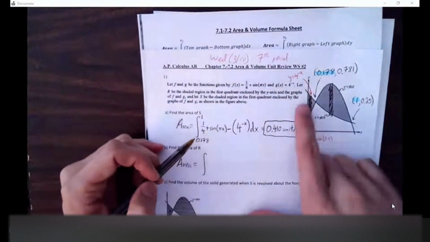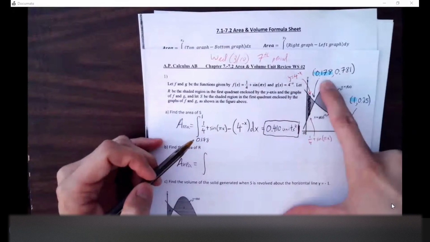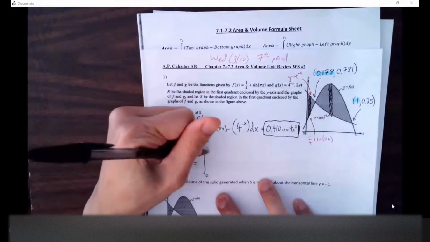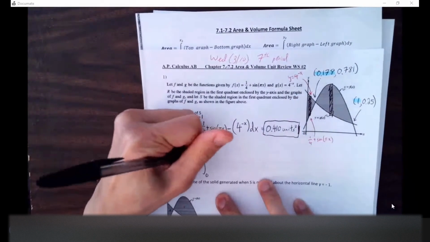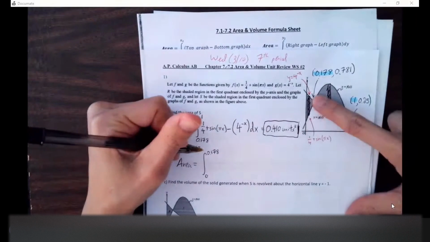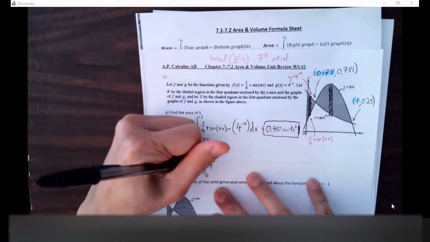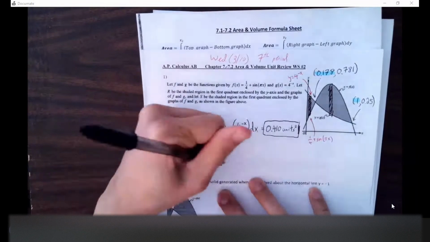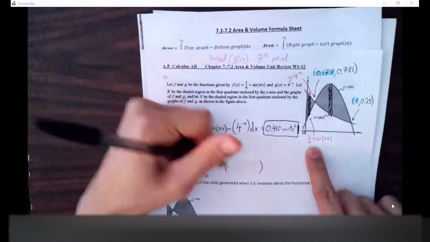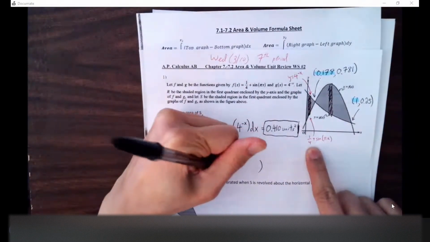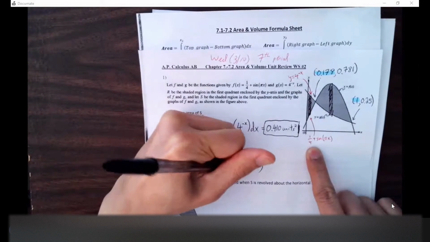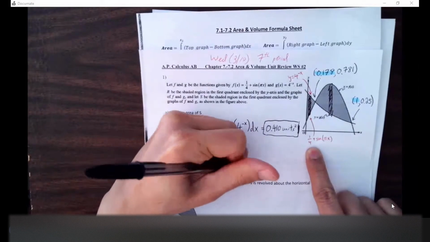Okay, so we're starting at 0 and we're ending at 0.178. Top of the rectangle is sitting on the 4 to the negative x minus, all right, so now we definitely need a set of parentheses here. 1/4 plus sine pi x.